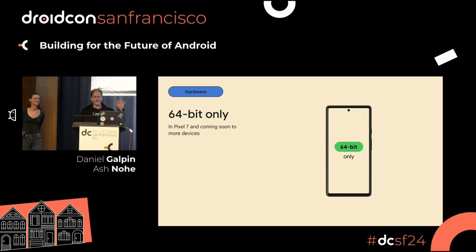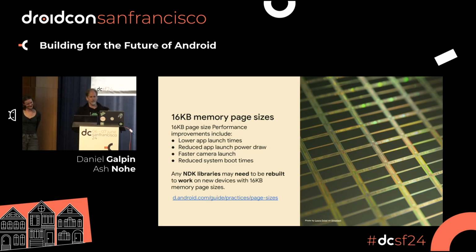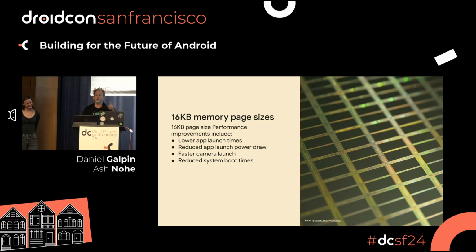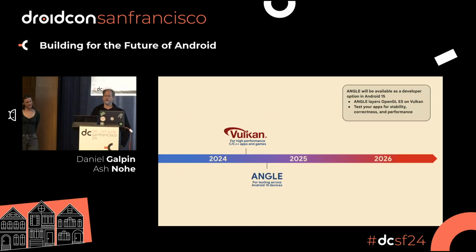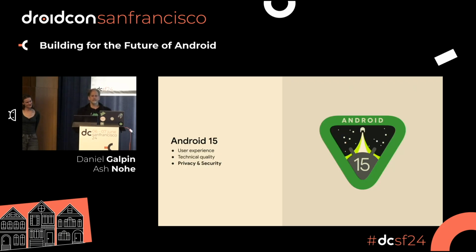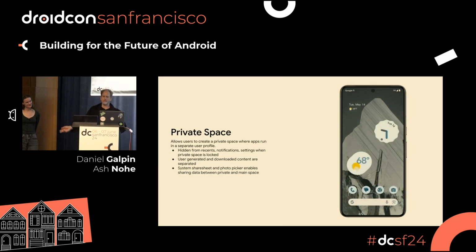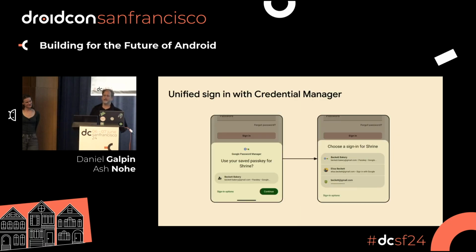So a bunch of stuff we don't need to go over here, but I do want to actually end with, first of all, this is important, 16 KB memory page sizes are coming, and you're going to need to make sure any native components have been rebuilt for it. We're going to be using Angle for running OpenGL on top of Vulkan, so you should test this. And then we added private space. Hopefully you've had a chance to play with that.